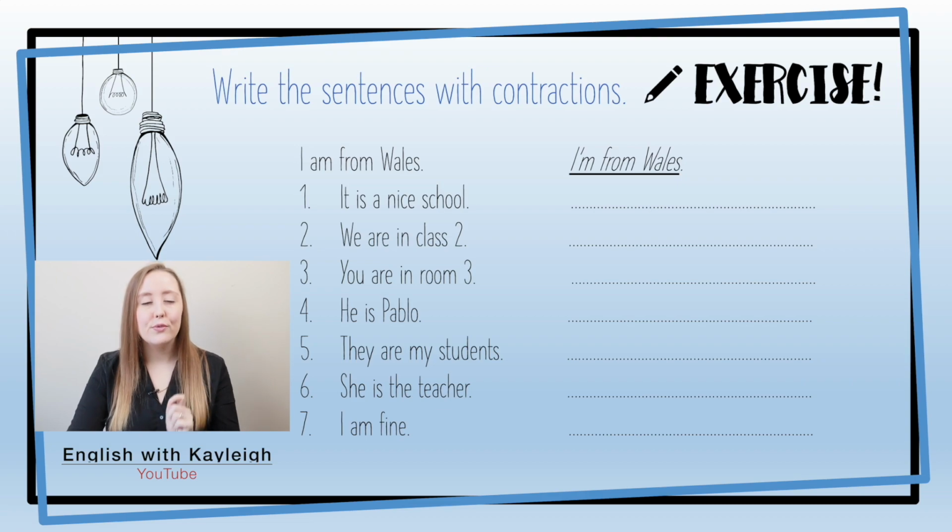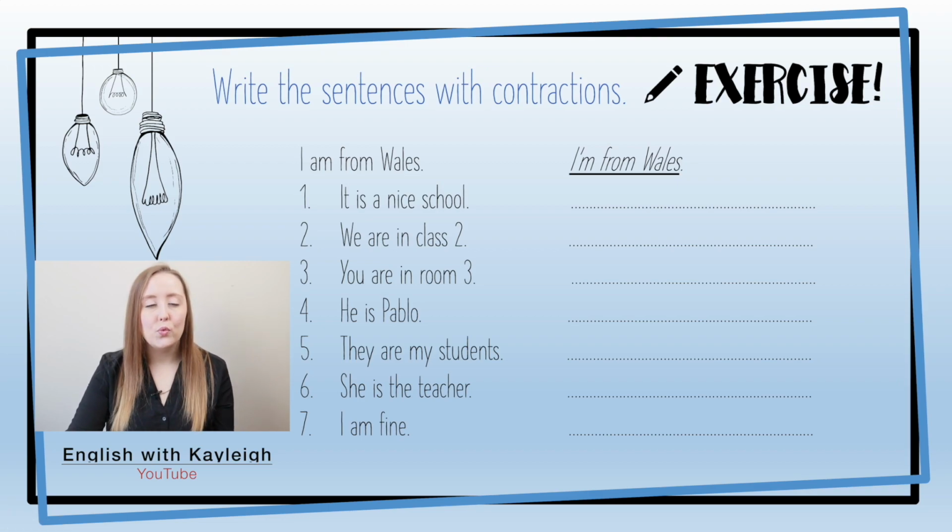Okay, hopefully you've written down the information from the previous slide. Now we're going to try an exercise. Write the sentences with contractions. Let's look at an example. I am from Wales. If we want to contract the words, we would say I'm from Wales. Here you have 7 sentences.